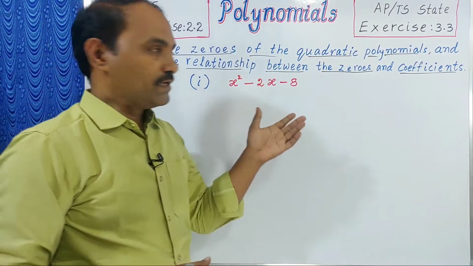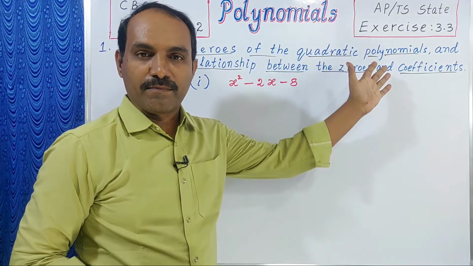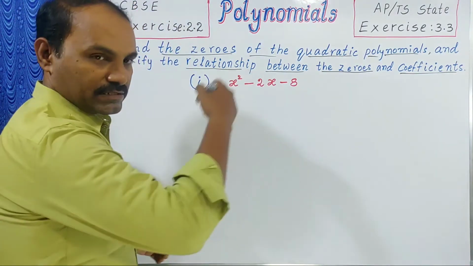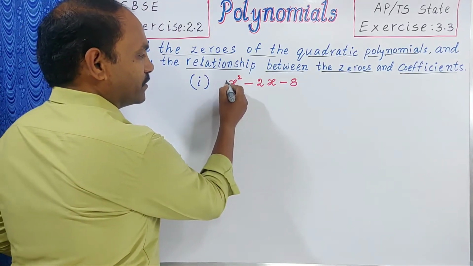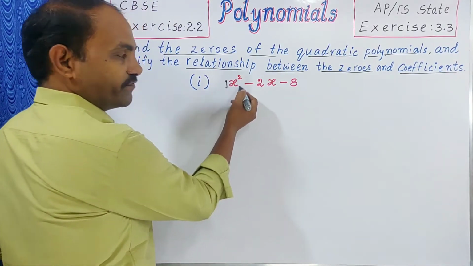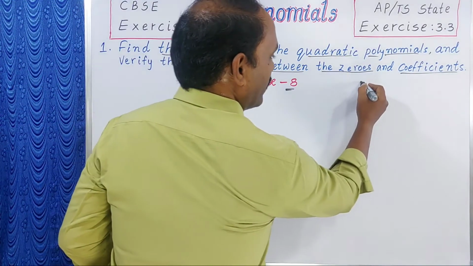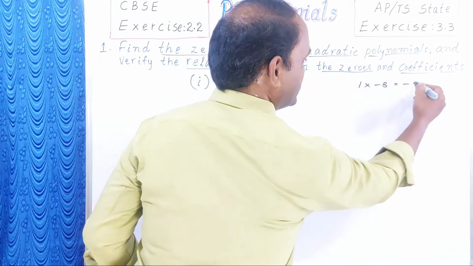In the previous section, we found the zeros of a quadratic polynomial by splitting the middle term. Here also we use the same method. Let us do the first one. Here nothing means 1 is the coefficient of x square. So 1 here, the constant term, 1 into minus 8, minus 8.